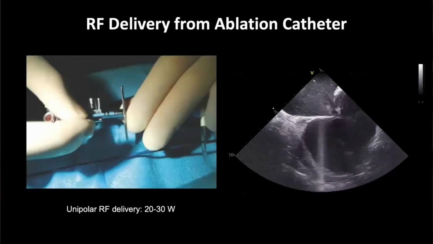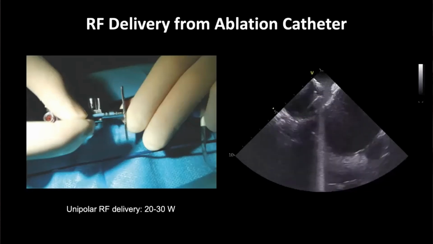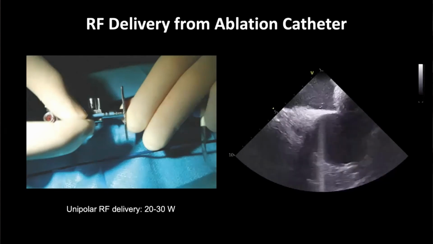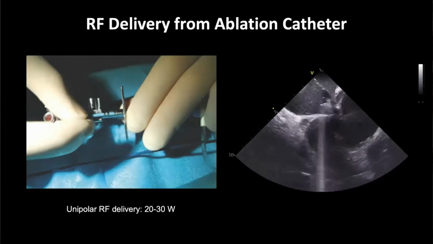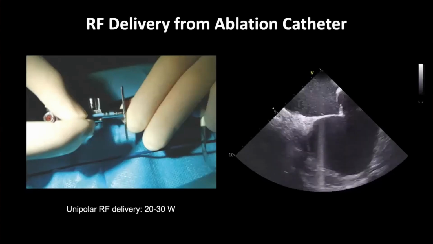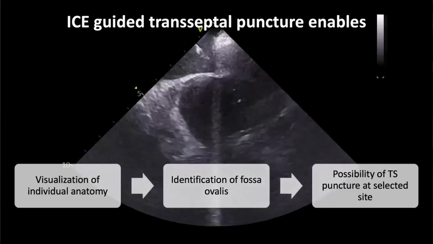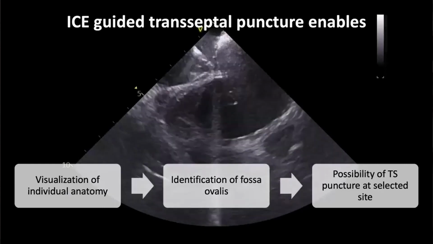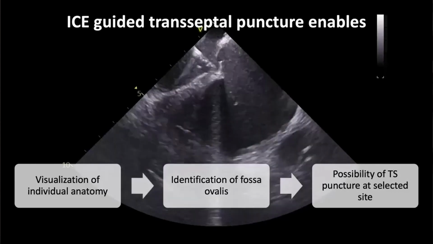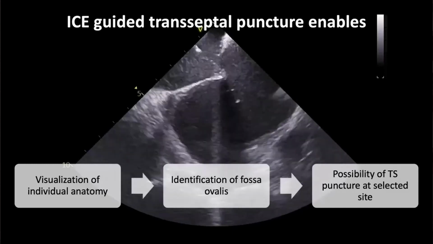The other possibility is the use of radio frequency delivery. You see in the left picture the connection of the catheter and a needle, and on the right side, the whitening of tissue of the interatrial septum during radio frequency energy delivery. Intracardiac echo guided transseptal puncture enables visualization of individual anatomy, identification of the fossa ovalis, and the possibility of transseptal puncture at a selected site of the septum.